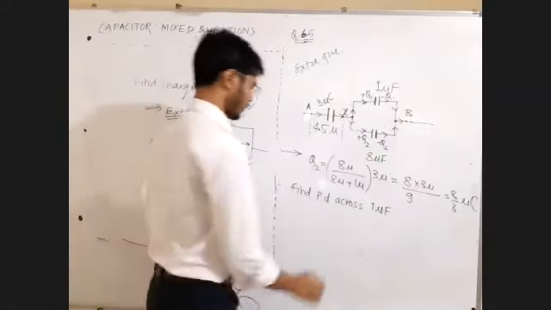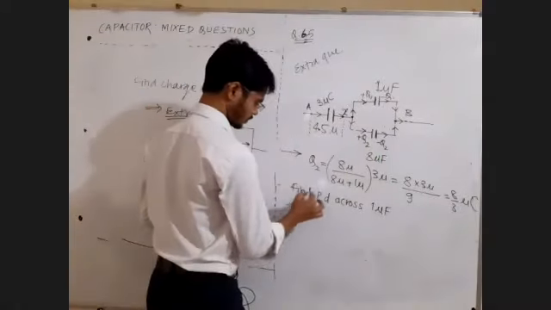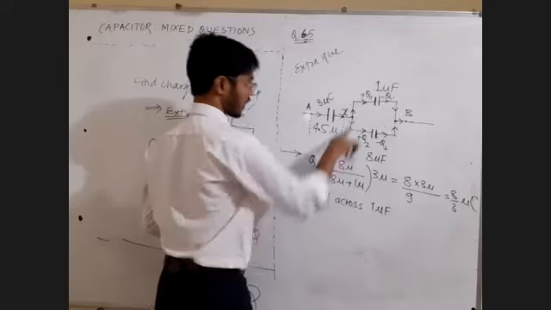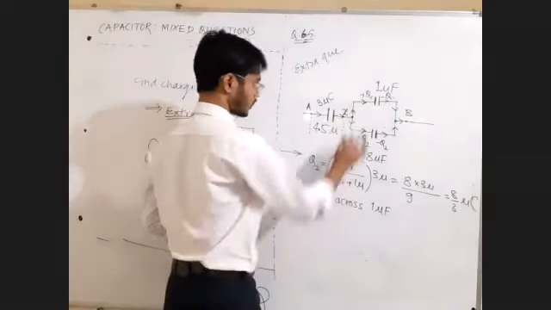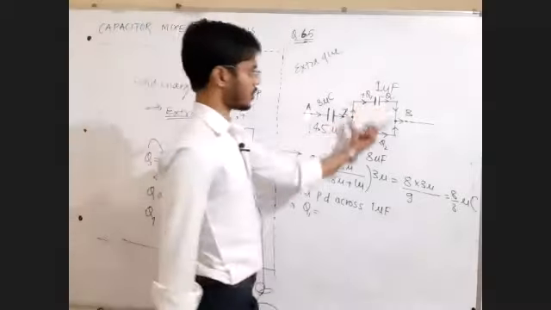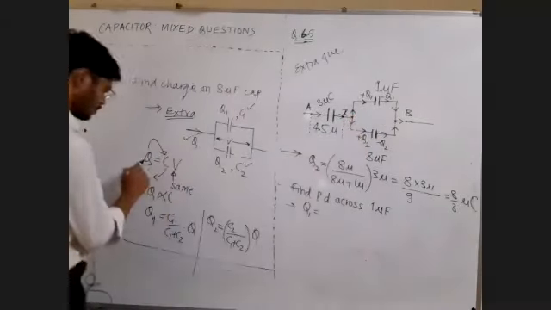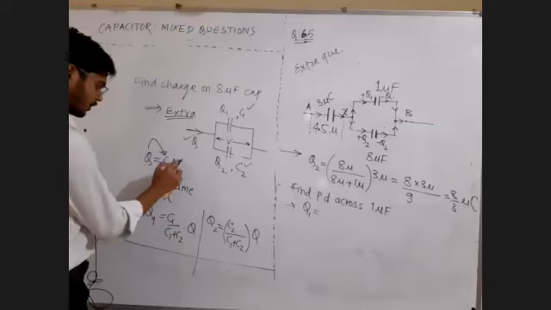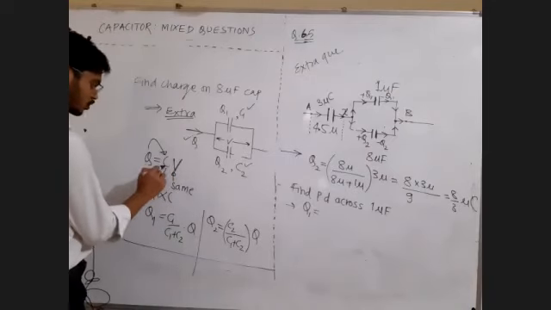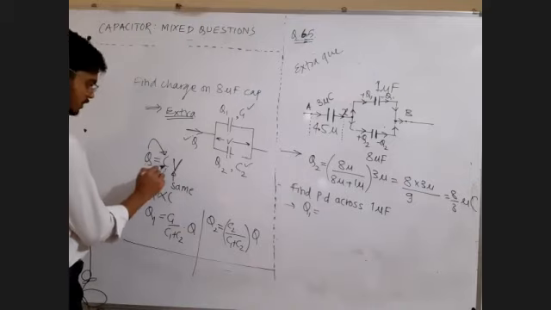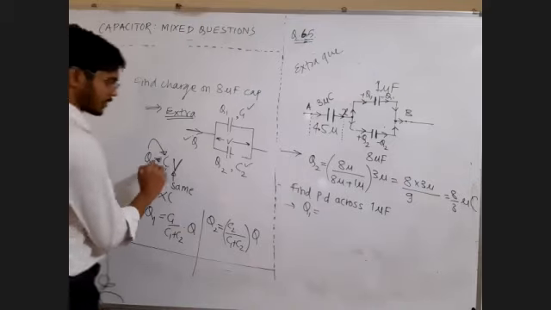Okay, fine. So let me use the second way. I will find out Q1. Now this is a parallel combination. In parallel combination, V is the same. Q is equal to CV, V is the same, so Q proportional to C. So my charge is my capacity fraction.